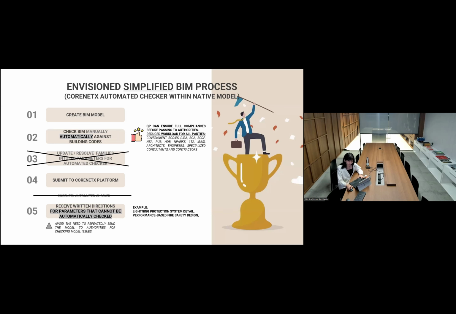So our vision is different. Instead of exporting models into IFC parameters, we imagine a more simplified BIM process where compliance checks can happen directly within the native BIM model. So think of it this way, the Connect X automated checker would run inside the native model with rules applied natively. So architects, engineers, and authorities can all work on the same data without any duplication. This means reduced workload, fewer errors, and more alignment with the single source of truth principle. Importantly, compliance can be verified early in the design stage before submissions are made, so fewer iterations are needed.